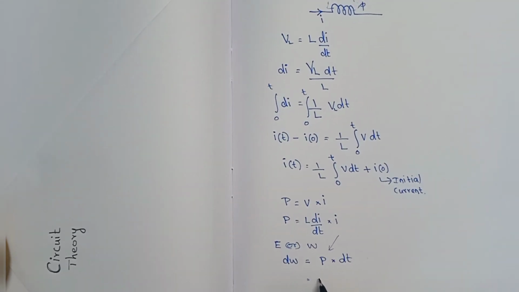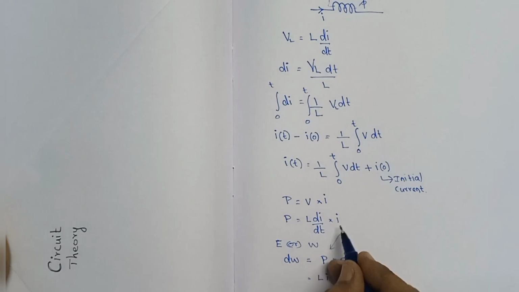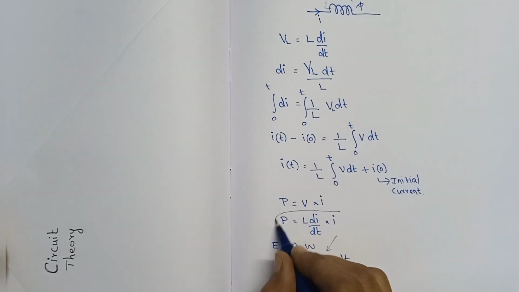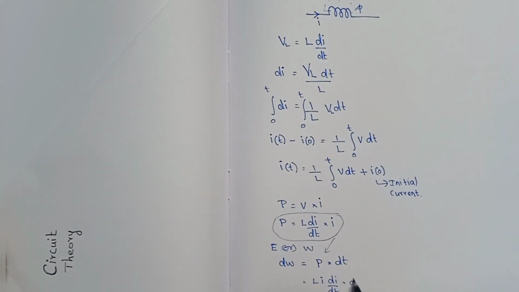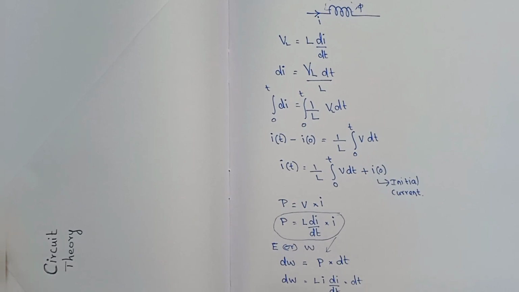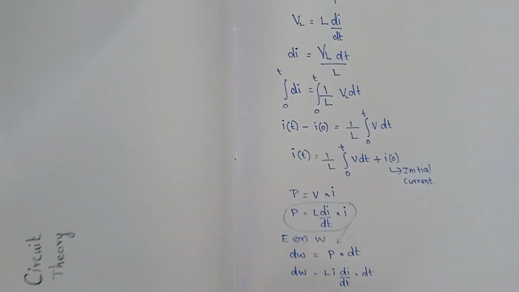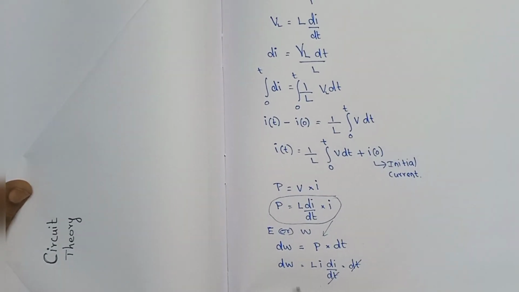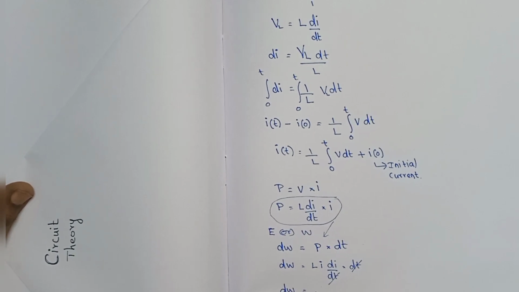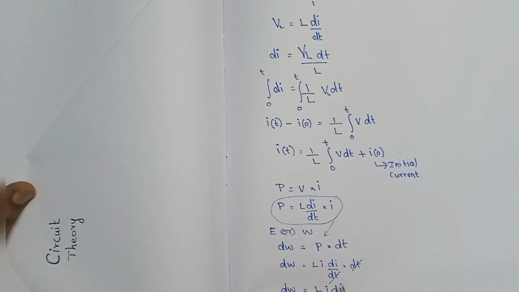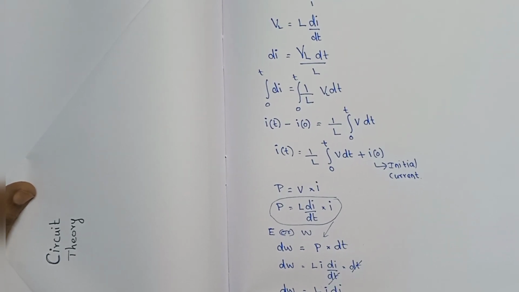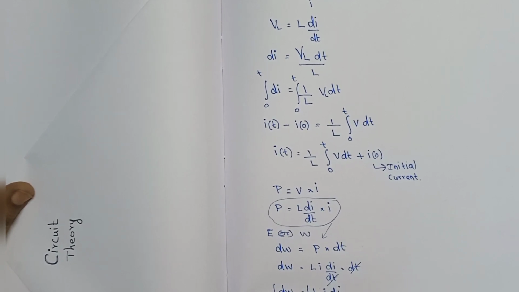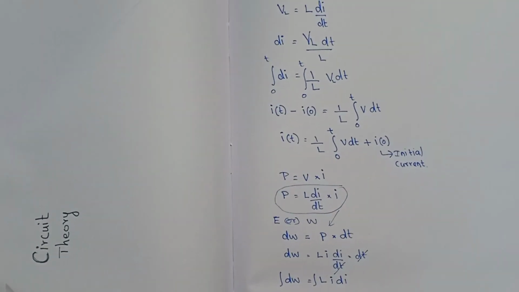So what can I get? L I, this I will bring in the front, so di by dt, this power value I am going to substitute here, into dt. Here it is dW. Okay, clear? So cancel these time values, and what will we get? dW is equal to L I di. So integrate on both sides, we will get the value of the energy, that is W. Integrating on both sides, here differentiation and integration get cancelled.